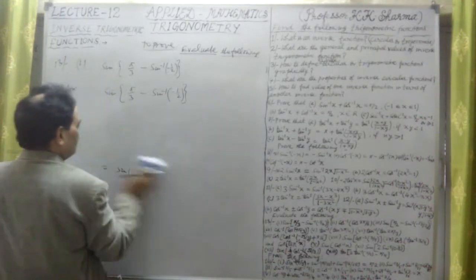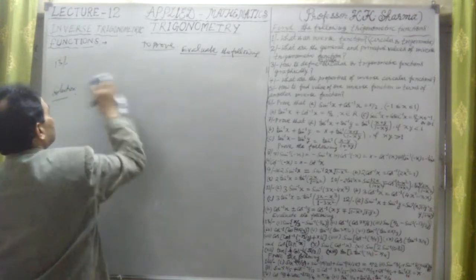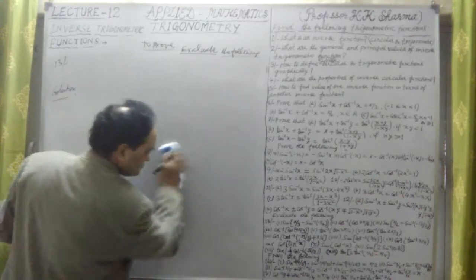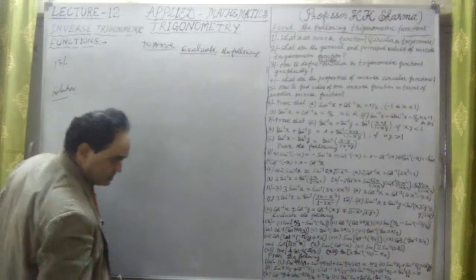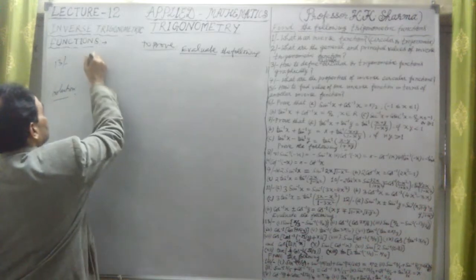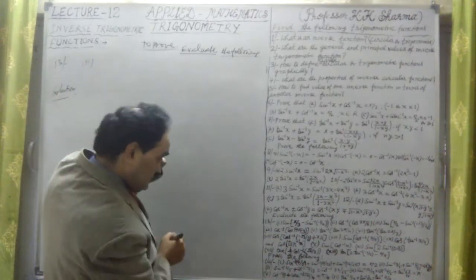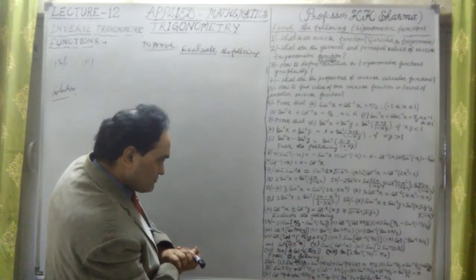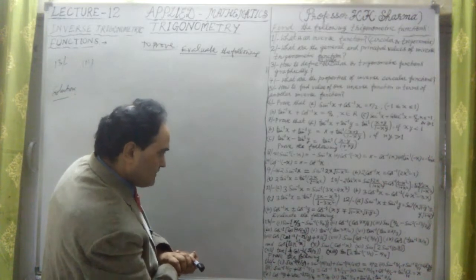What does the second part say? Let me check it. Question number 13, the second part here. The second part says, okay, the second part is cos inverse.